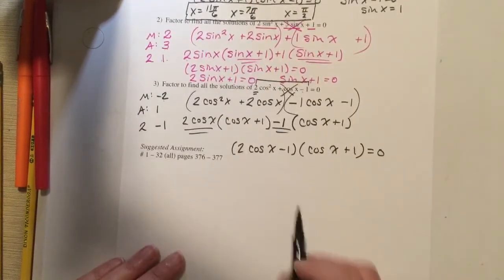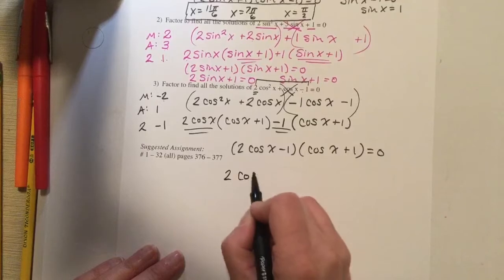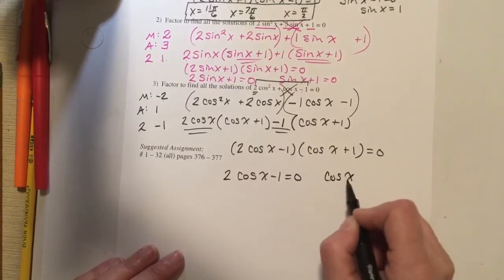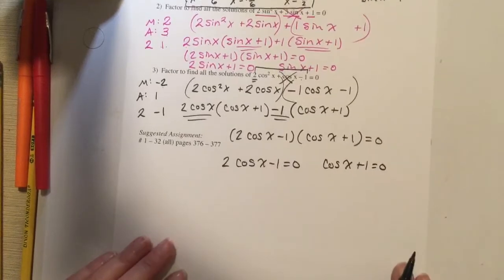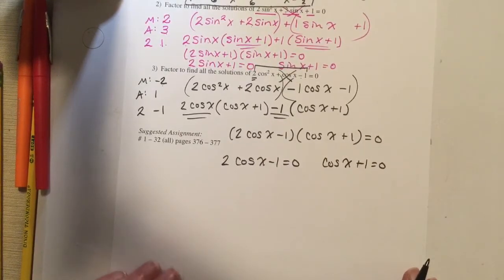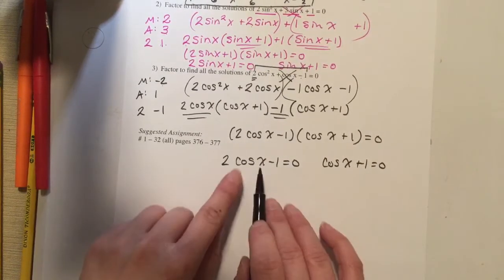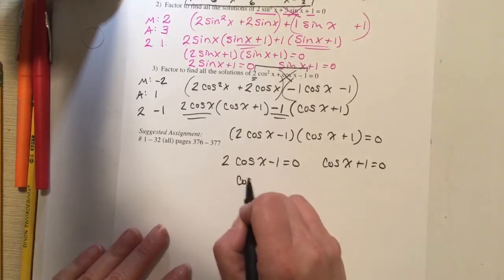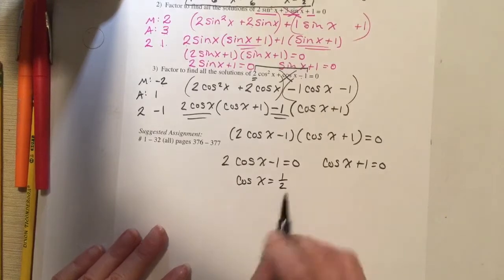Now to go ahead and solve, you take each group. 2 times the cosine of x, and you set it equal to 0. Cosine of x plus 1, set it equal to 0. Now we're back to the very, very beginning of today's idea. Isolate the trig function. Add 1, divide by 2. So cosine of x is 1 over 2.